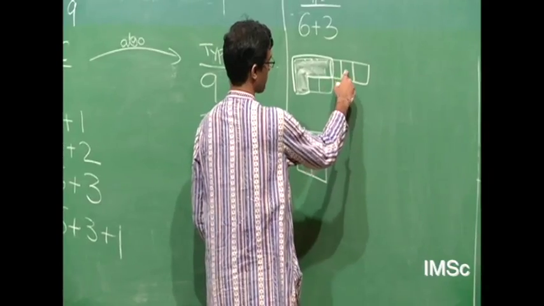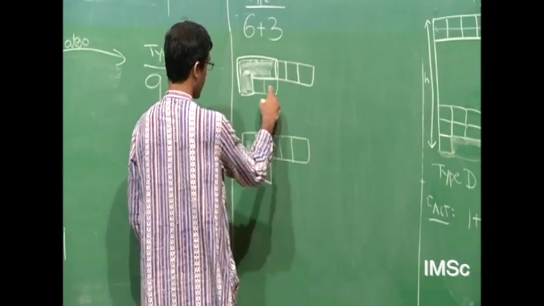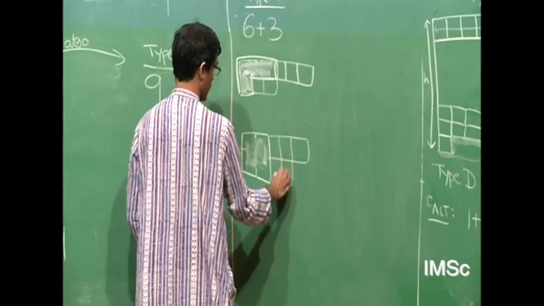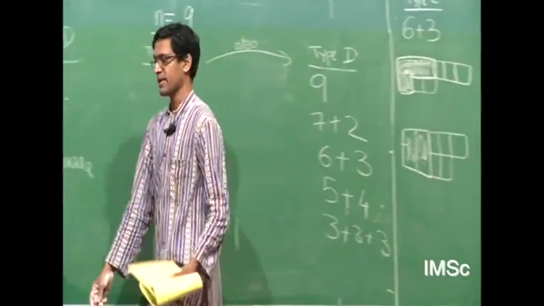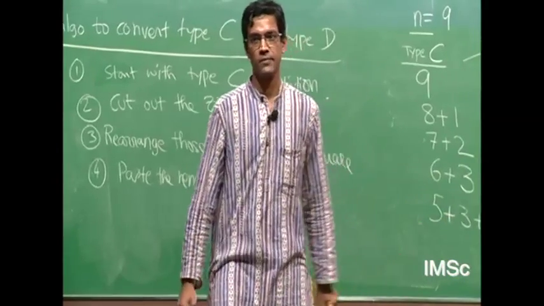What do I mean by that? I have 3 boxes here, I'll paste 3 boxes here. I have 2 boxes here, I paste 2 boxes here. That's what I mean by the last step. Paste the remaining boxes as it is. This is what is meant.